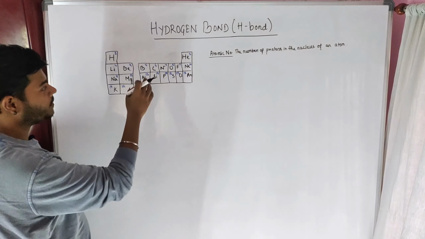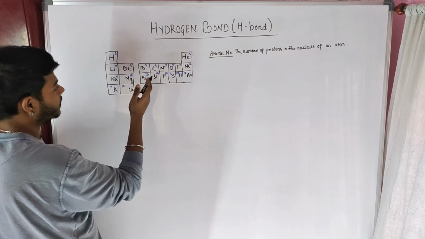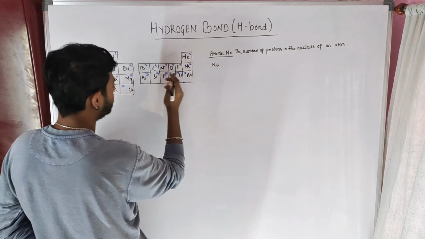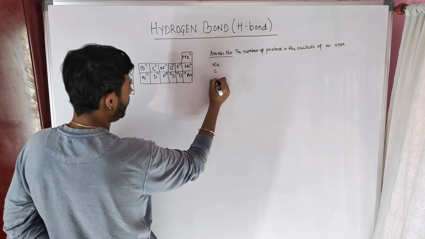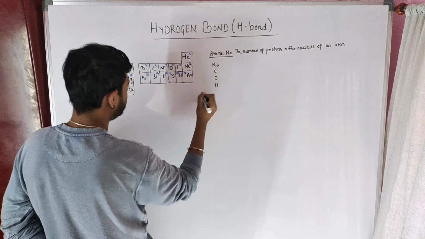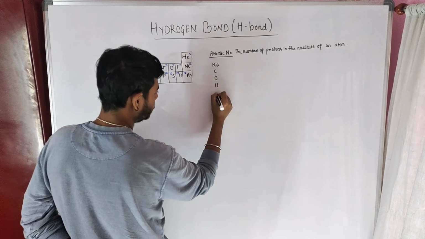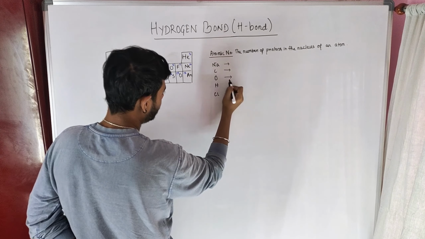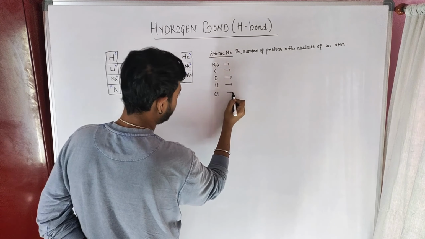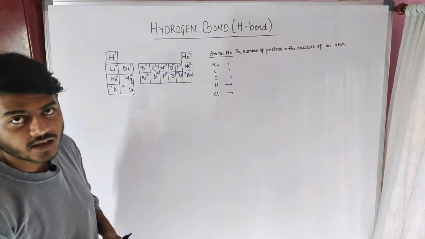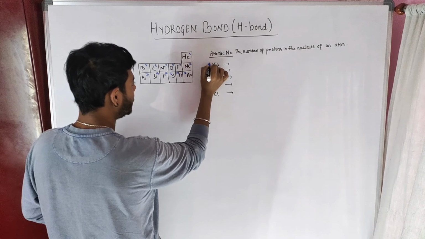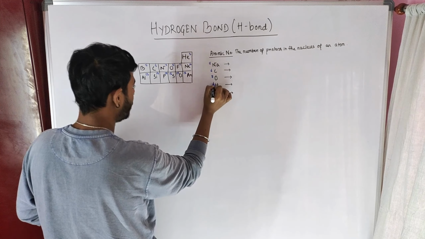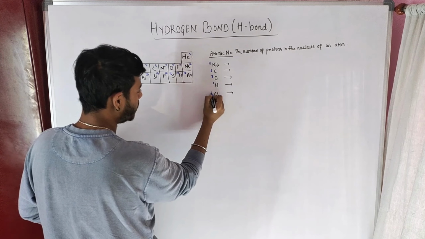So if we take a few elements from this, for example, let us take sodium, Na, then carbon, oxygen, hydrogen, and chlorine. If we take these 5 elements, based on their atomic number, what we can derive is the number of protons that they have in their nucleus. So sodium has an atomic number of 11, carbon 6, oxygen 8, hydrogen 1, and chlorine has an atomic number of 17.